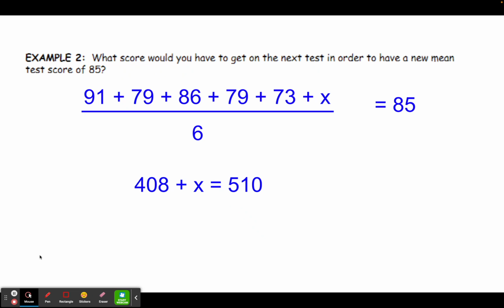So the 5 test scores that I know add up to 408. 85 times 6 gives me 510. And now I have a simple one-step equation to solve, and I can just subtract 408 from both sides, and that tells me that my next score has to be 102.